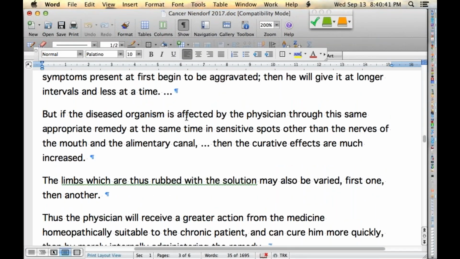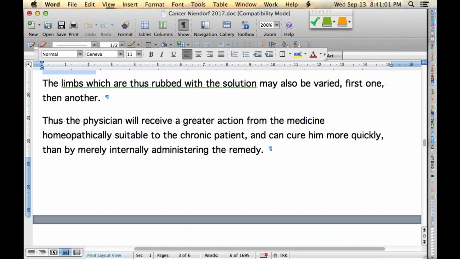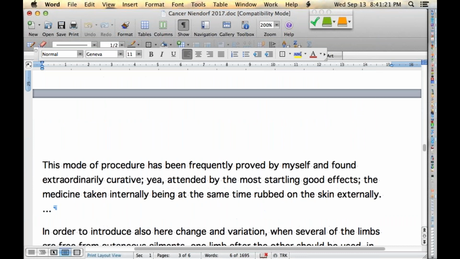He says, if the diseased organ is affected by the physician through the same... Yeah, so it says if you give it in a sensitive spot other than the nerves of the mouth and the canal, then the curative effects are much increased. So in patients with cancer, I would certainly encourage this. This is Hahnemann talking. The limbs thus rubbed with the solution may also be varied from one to another. Thus the physician will receive a greater action from the medicine, homeopathically suitable to the chronic patient, and can cure him more quickly than by merely internally administering the remedy.